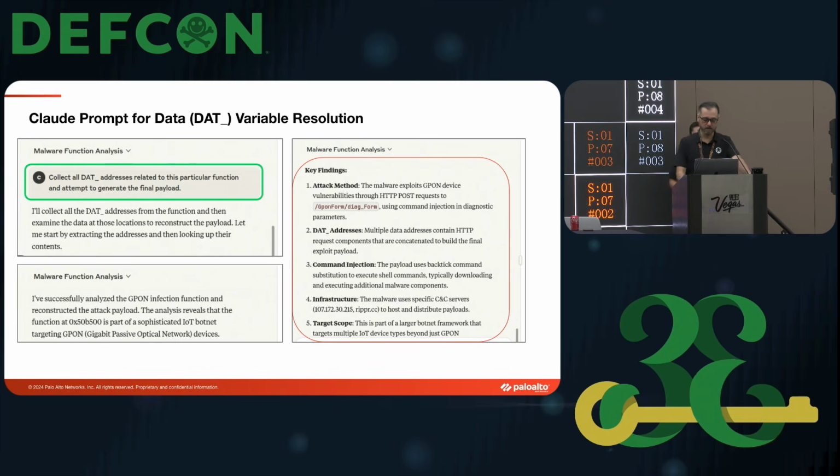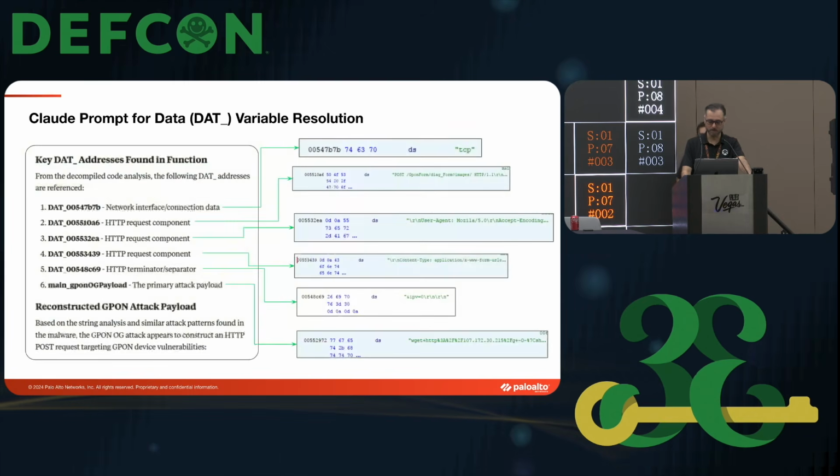Claude was saying, okay, let's analyze it. We have some key findings. We identified the attack method. We have the DAT addresses. The AI identified the command injection, even its infrastructure: command and control, some IPs, host names, target scope. That's really useful.